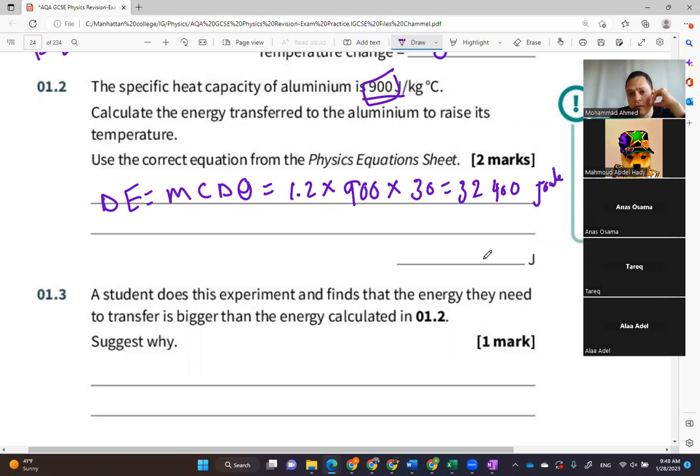I muted Tariq. Okay, guys, sorry. So we have some amount of energy lost to the surroundings. This is the reason the energy they need to transfer is bigger than the energy calculated, because maybe some of the energy is lost to the system.